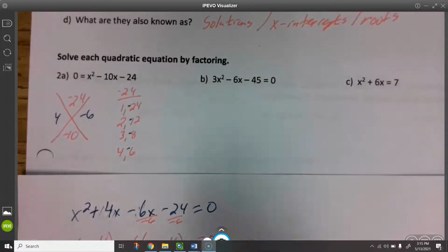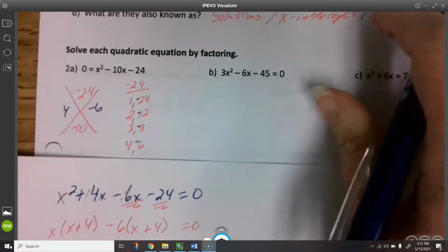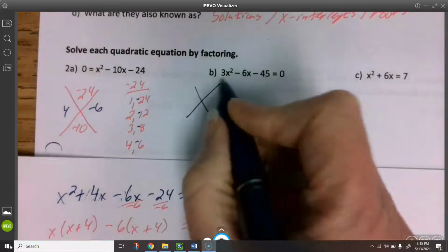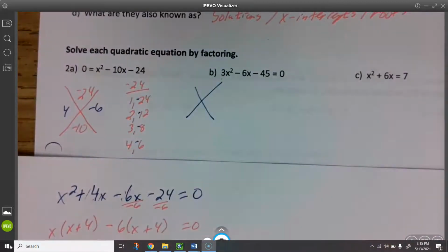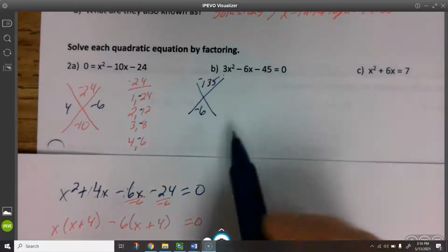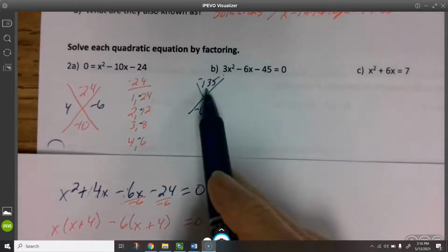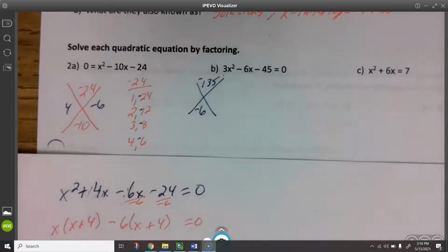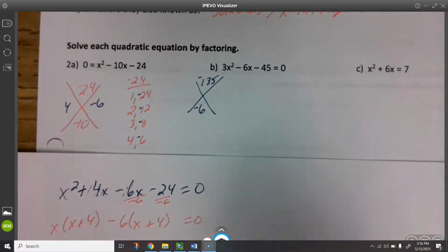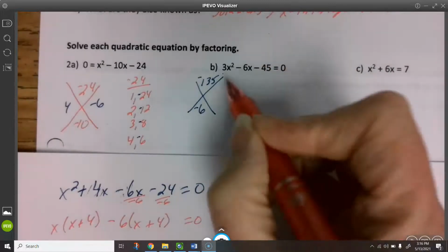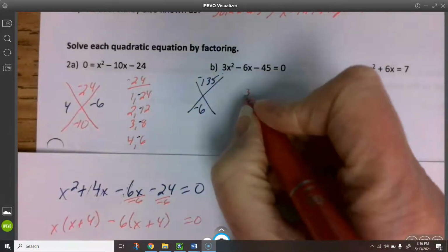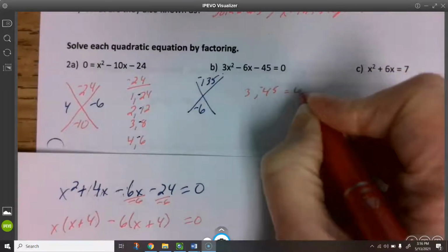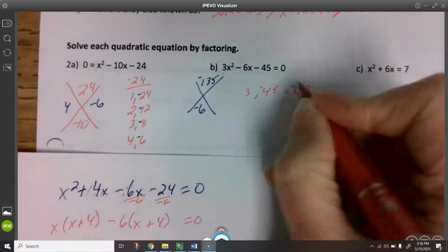Okay, on B. If you want to try it on your own, we're going to make an x. Multiply 3 times 45. So when we multiply 3 times negative 45, we get negative 135, and we need negative 6. With negative 135, obviously we're not going to list all the factors, but start playing. And what I've started doing now, too, is put in what I already know. I know that I have 3 and I have 45, and I know that one has to be negative. Well, that's a 42. So we know we're way off.